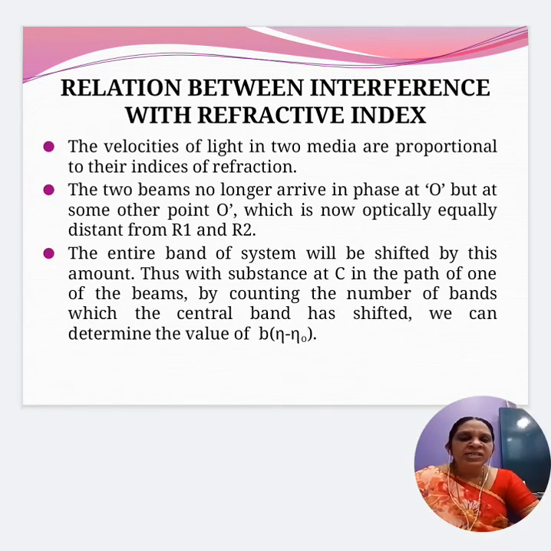But now in the second case, you are placing a sample of thickness B, and when you place that sample, the beams are no longer in constructive interference, but meet at the other point O dash, which is now optically equally distant from R1 and R2. The two beams no longer arrive in phase at O, but at some other point O dash.